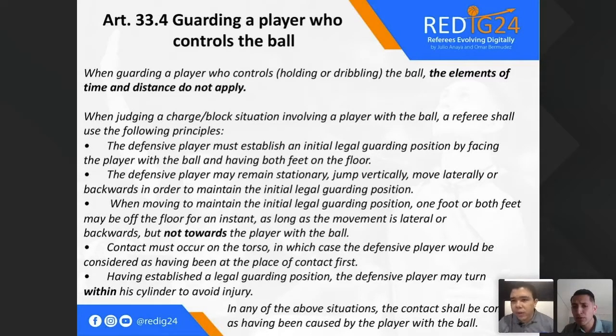We have a question here. If a defensive player is in a legal guarding position and the offensive player didn't see the defender and makes an illegal contact, who's responsible? Omar, can you talk about that? Taking into consideration if that offensive player has the ball or not, because it's different. If the offensive player didn't see, it means without the ball, right?